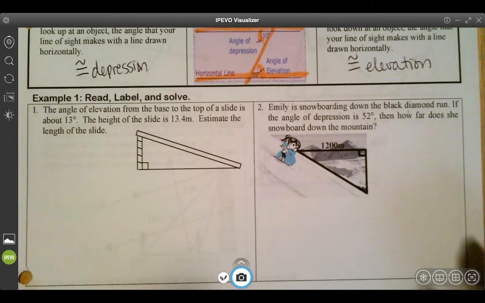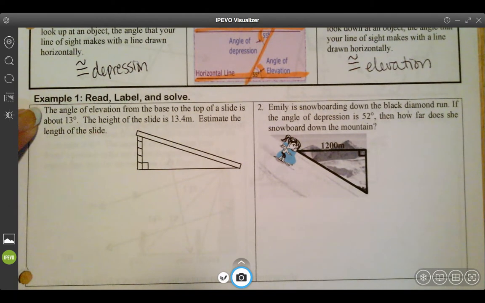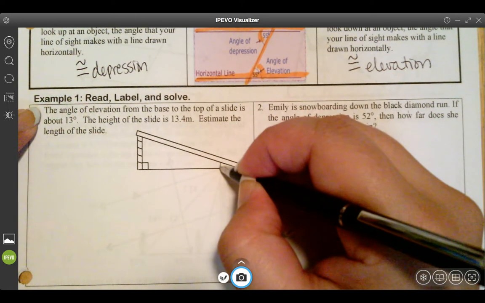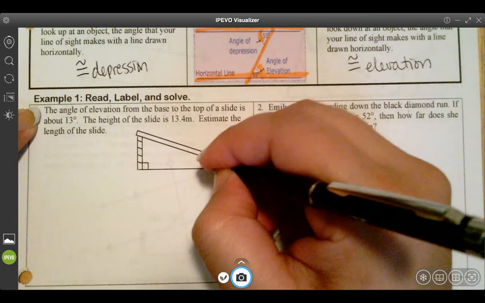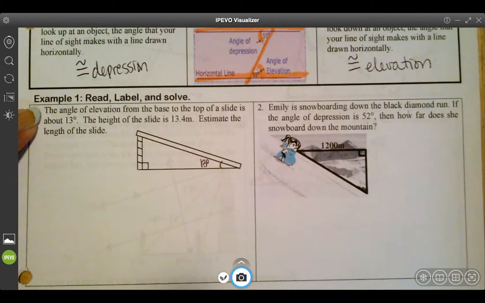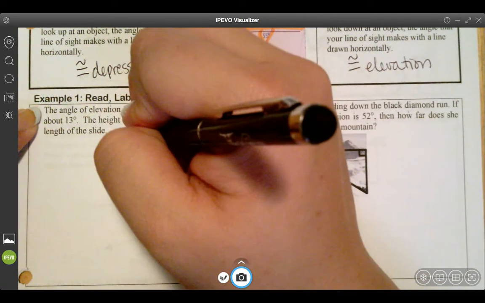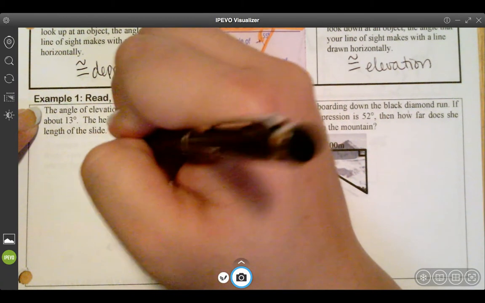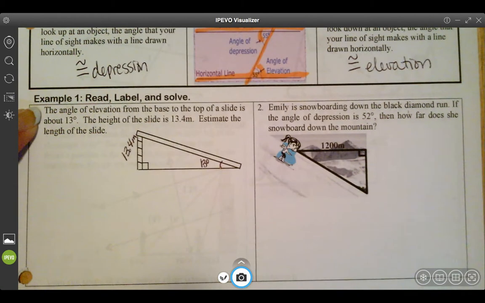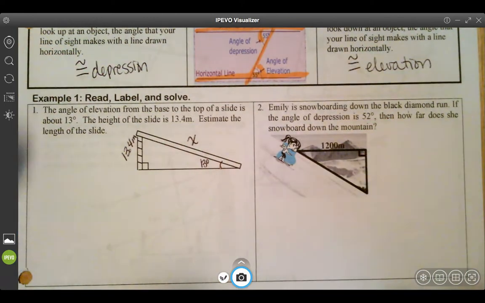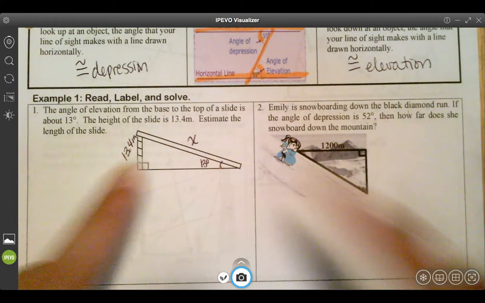So in our first example here, we want to read, label, and solve. The angle of elevation from the base to the top of the slide is about 13 degrees. So from the base to the top of the slide, angle of elevation says we start at the ground. That is 13 degrees. The height of the slide is 13.4 meters. Height is measuring straight up and down, 13.4 meters. Estimate the length of the slide. So if I'm measuring the slide, I would want to measure along the slide, not along the ground, right?